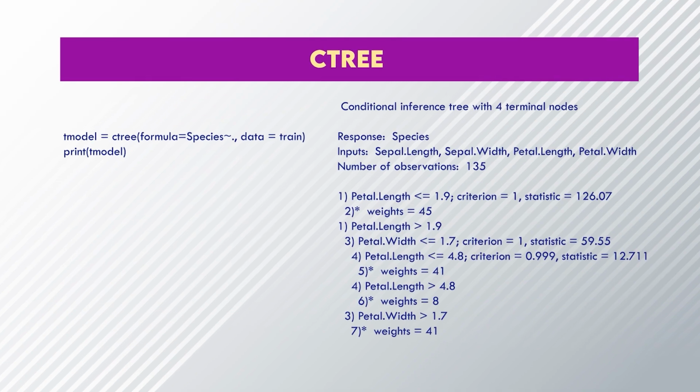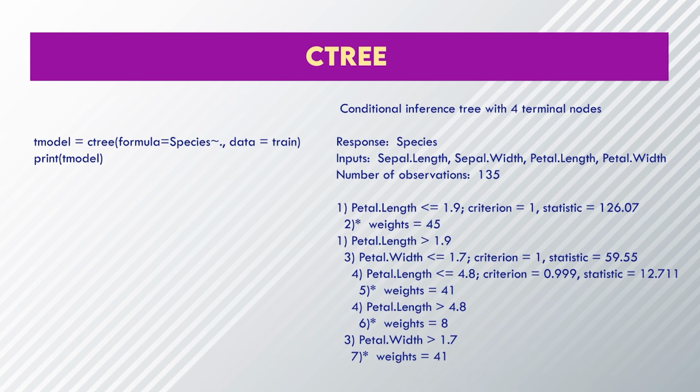Now the conditional tree, ctree, will be used. The formula is very simple. So t_model, ctree, and now in the formula, check here from left to right. We have written data equal to train. It means we want to make a conditional tree on the train data, that is 90% of the data, and the relationship we want to figure out is the species relationship. So write Species followed by a tilde sign.